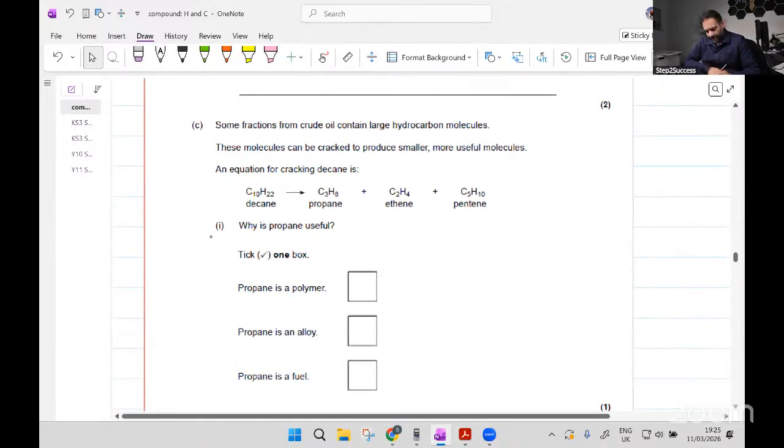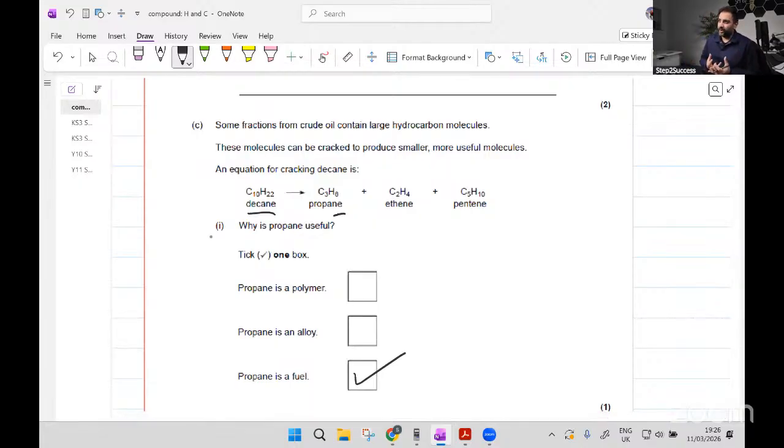Propane, why is it useful? It's a fuel. All of these things that end with "ane" are fuels. That's what we're doing here. We're trying to get a fuel. A fuel is something that burns. That's what we're trying to do here.